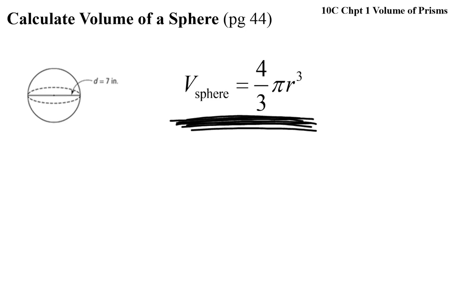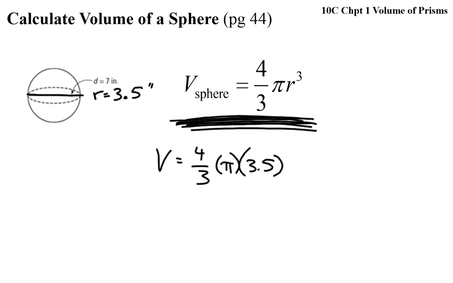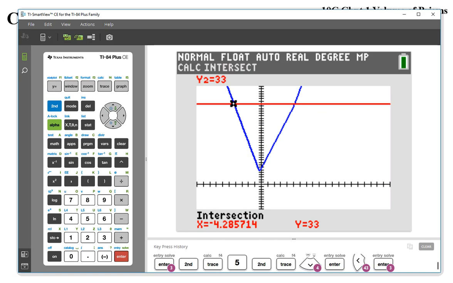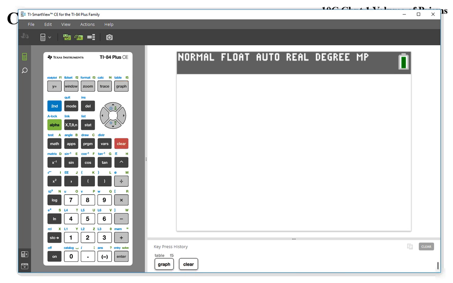So what do we have? We have the diameter is 7, but we always want radius, so we need half of that, 3.5 inches. So the volume of a sphere is 4/3 times the pi, which is the pi button, times radius, 3.5 cubed. Now I haven't used the calculator yet, but let's just review with the calculator how we do the calculations. I got graph, let's clear, and there we go.